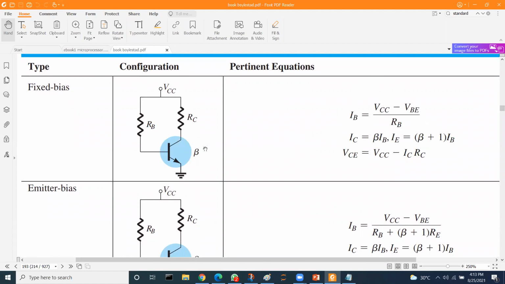And beta is given as the gain. So there are four parameters which are given: the power supply, the resistances, and the beta. And we have also gone through one example in which a load line is given, and from the load line we are able to find different values. For example, VCC, RC, and RB.